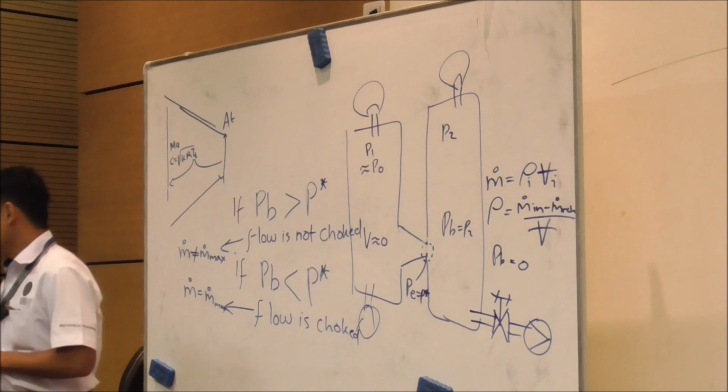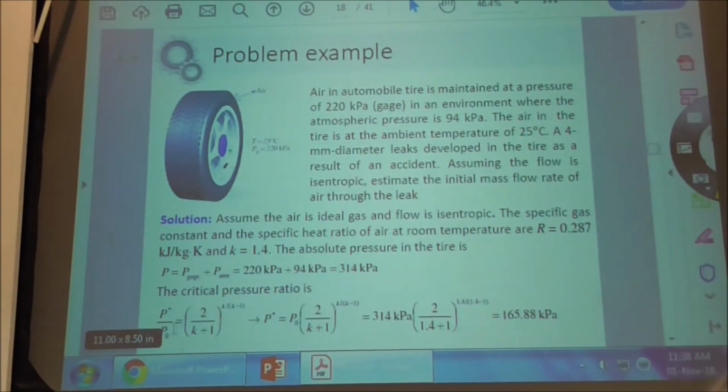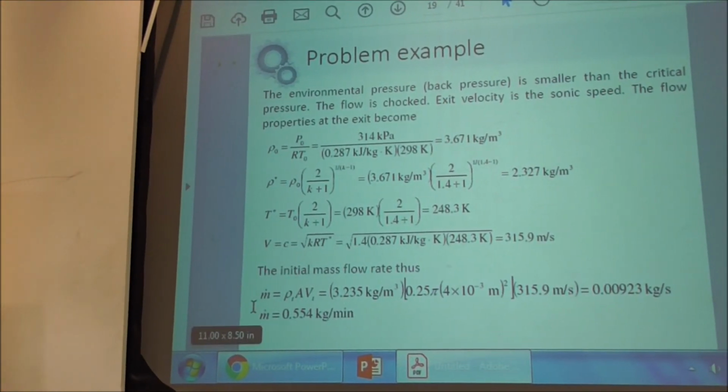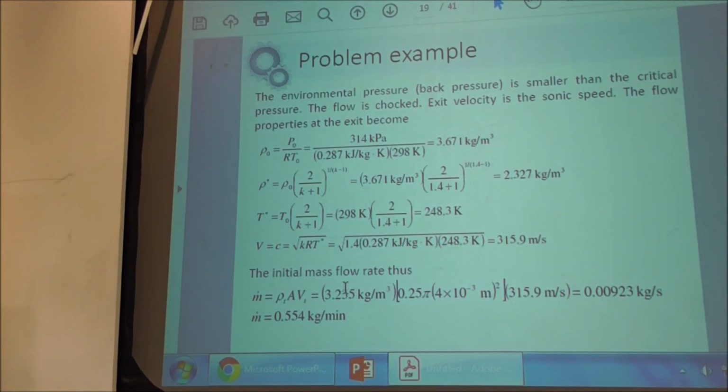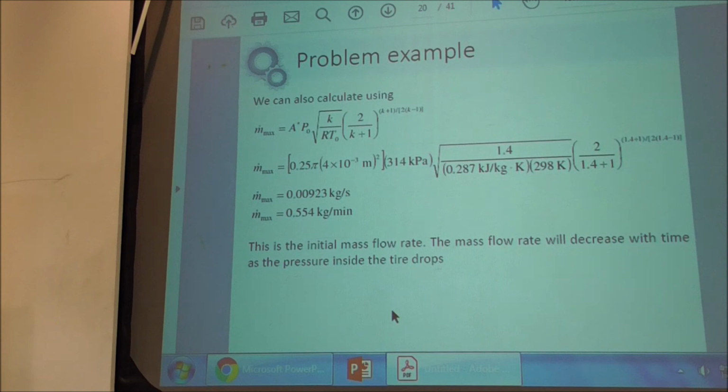So you can use the same concept as this. You calculate the mass flow rate. From the mass flow rate, you can calculate the remaining mass inside the tire, and then you can calculate the next flow rate, because it will decrease along the time. Because the pressure is decreasing, of course the mass flow rate will decrease. So the same like that. This one is only for the initial mass flow rate. After some time it will change.